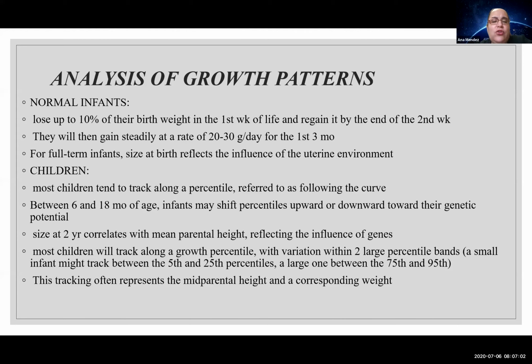Most children tend to track along a percentile, referred to as following the curve. And between 6 and 18 months of age, infants may shift percentiles upward and downward towards their genetic potential. Size at 2 years of age correlates with the mean parental height, reflecting the influences of their genes, not the uterine environment anymore. And most children will track along a growth percentile with variations within 2 large percentile bands, between 2 standard deviations. This tracking often represents the mid-parental height and a corresponding weight to that mid-parental height.